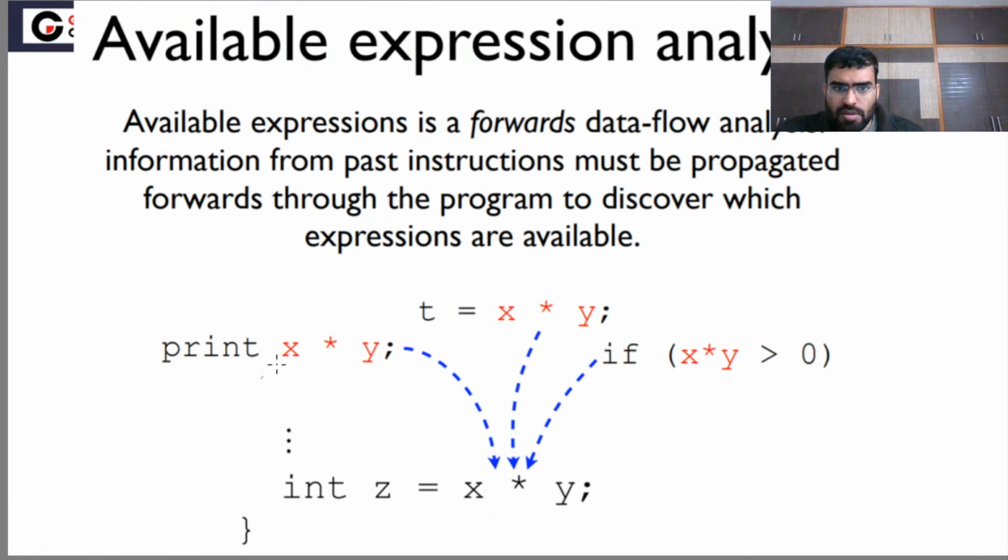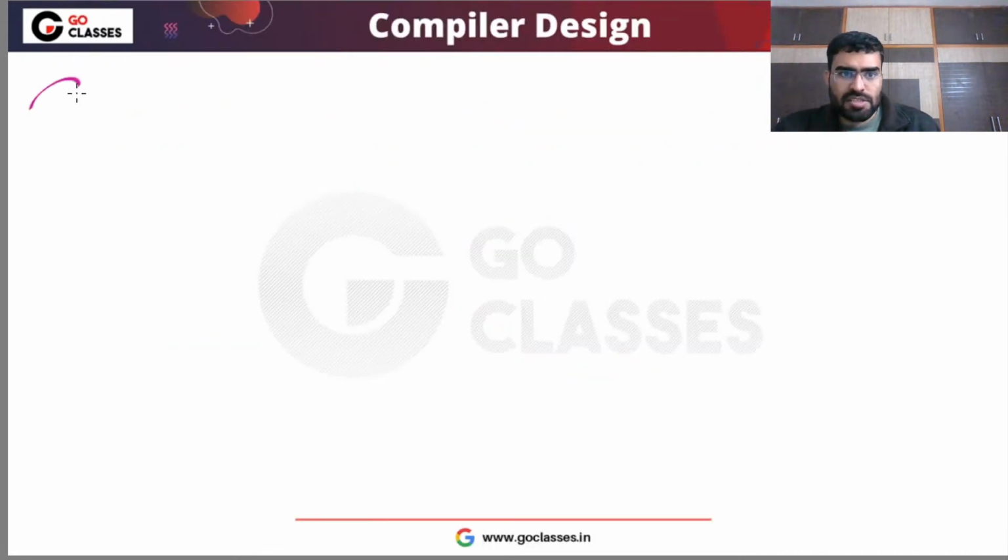Now another question that I want to ask you. If you have this type of situation, then you can notice definitely x into y is available, correct? Yes or no? Let's assume this path is there, so x into y is available here. X into y you have computed here, here, and here. Now tell me which x into y I should use here. So this is the question.